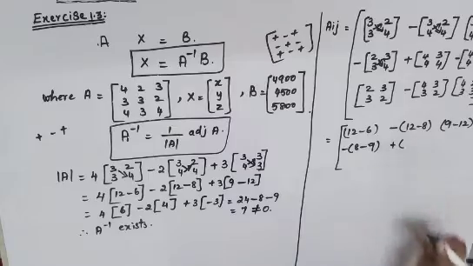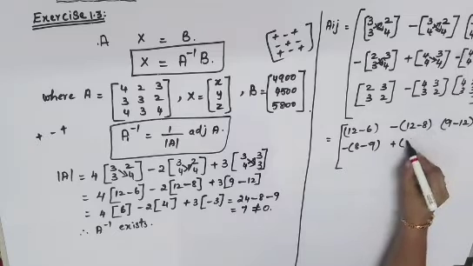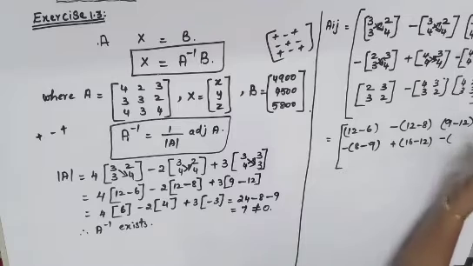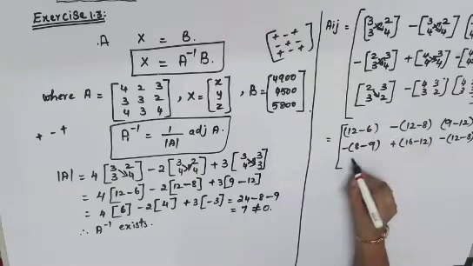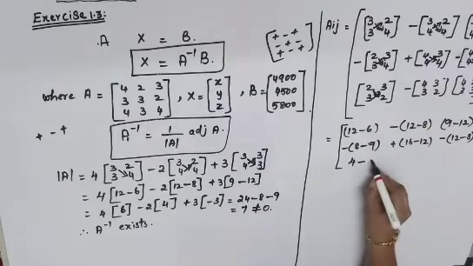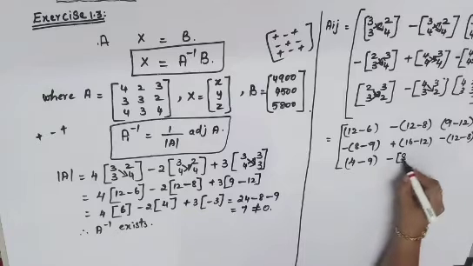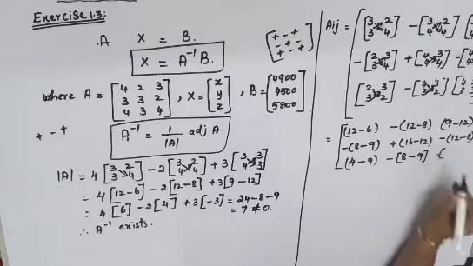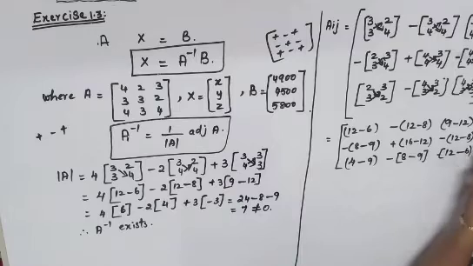Then plus, open your bracket. 4 4s are 16 minus 4 3s are 12. Then minus, open your bracket. 4 3s are 12 minus 4 2s are 8. Then here 2 2s are 4 minus 3 3s are 9. Then minus, open your bracket. 4 2s are 8 minus 3 3s are 9. Again open your bracket. 4 3s are 12 minus 3 2s are 6.